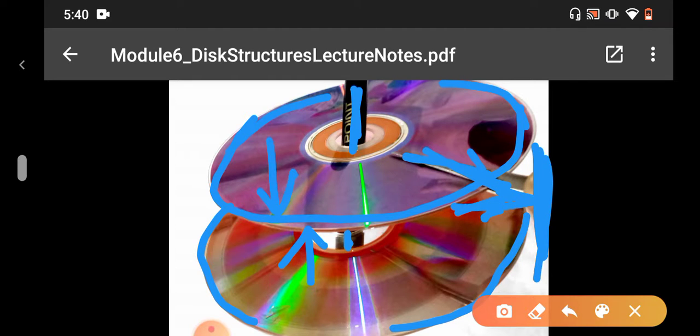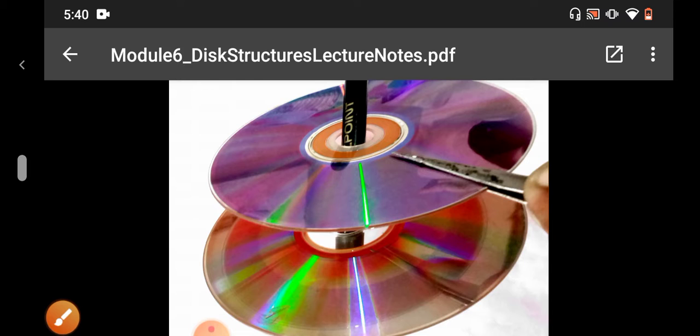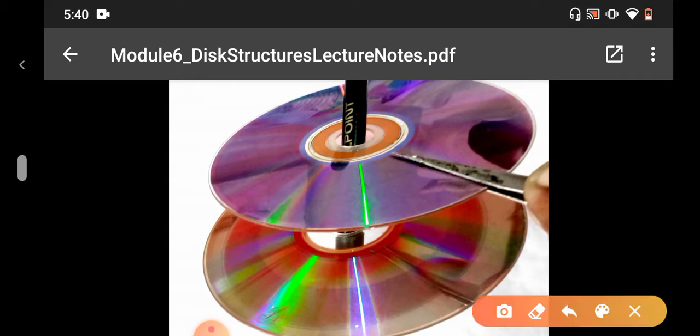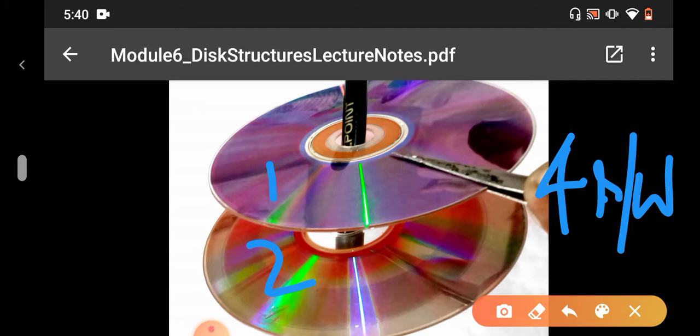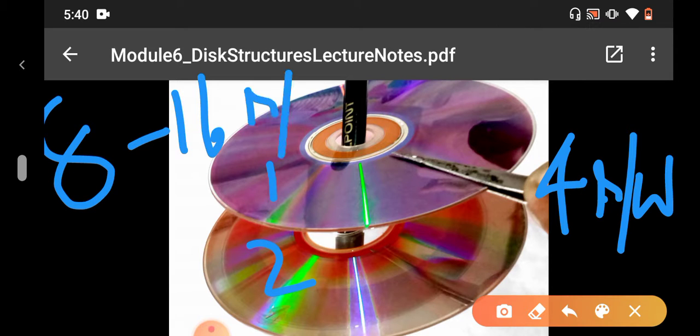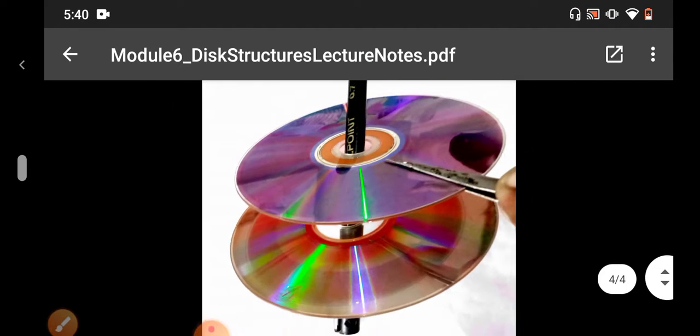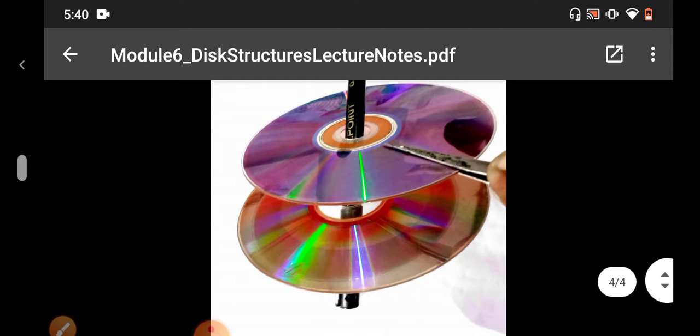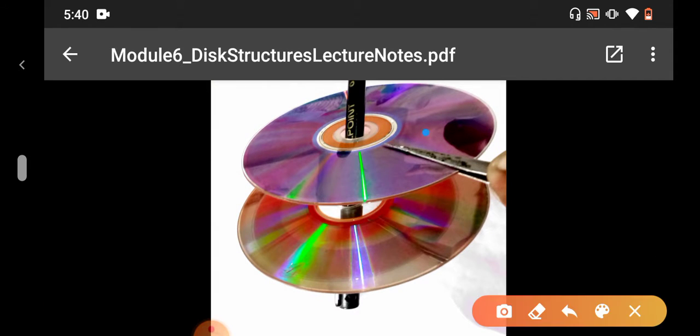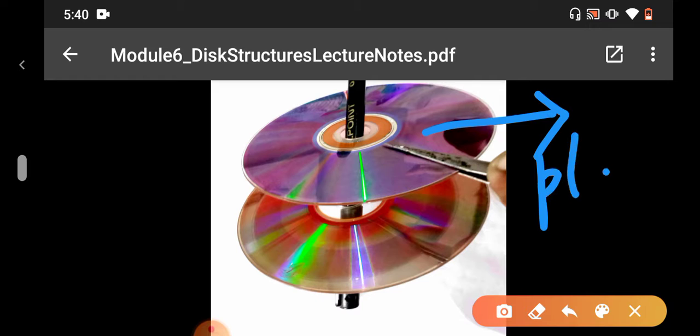So if you have two discs, that means you have four read write heads. And if you have 8 discs, you have 16 read write heads. I hope you are understanding this very well. For your understanding I have taken this photo. You can see this is an arrangement of discs, and one single thing is called a platter. Very important, this platter.